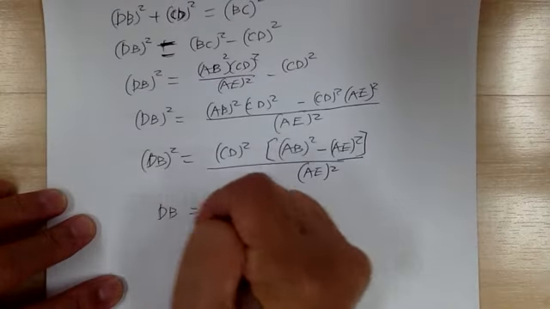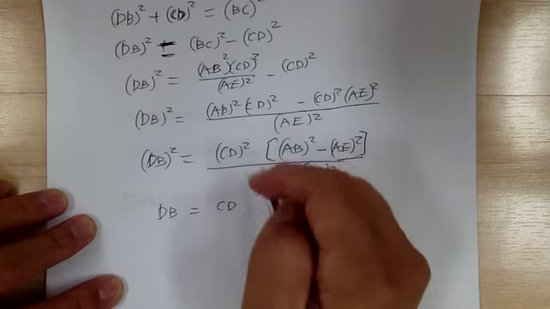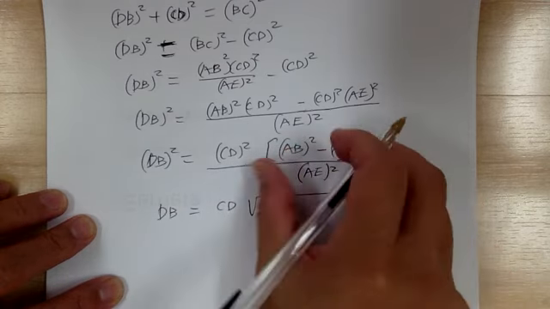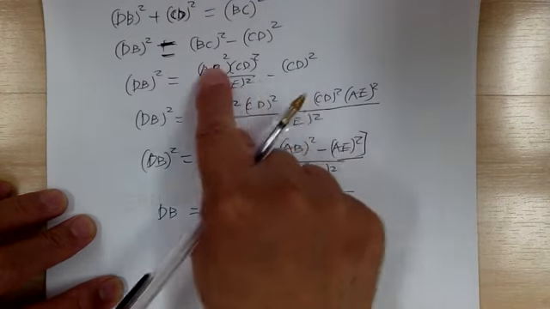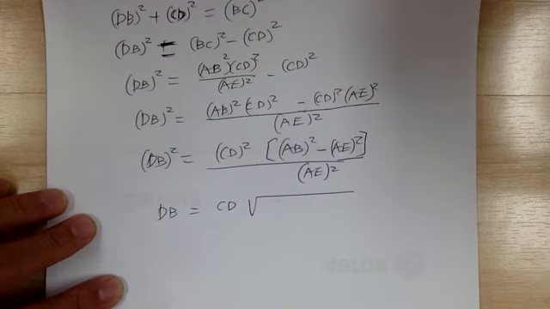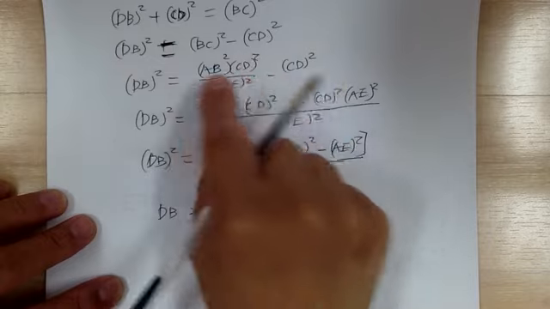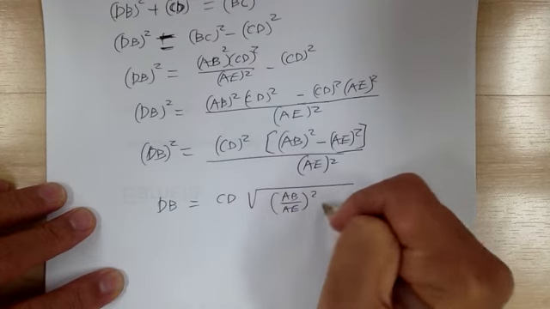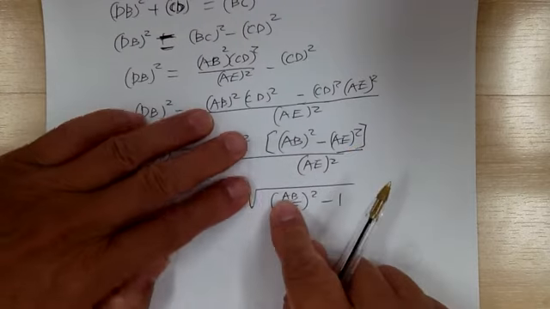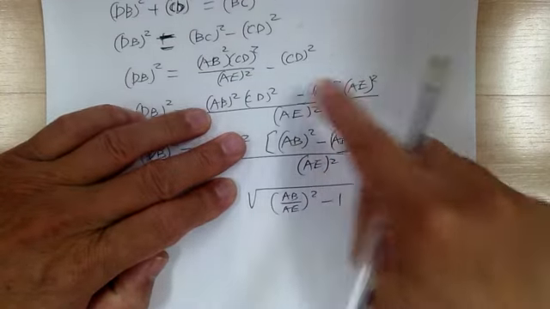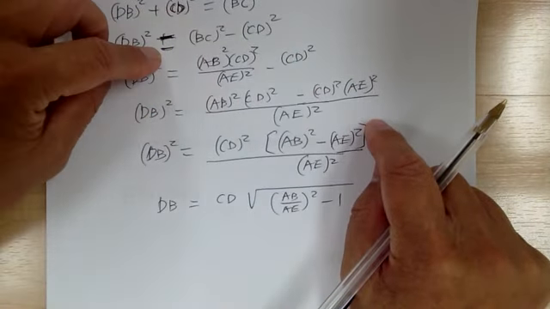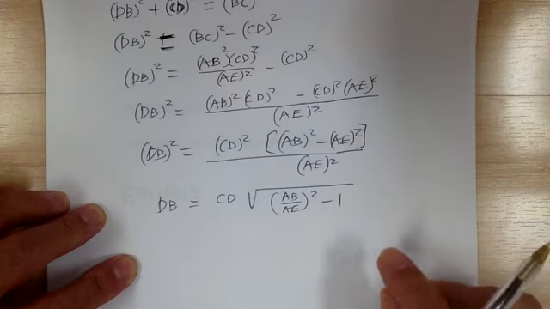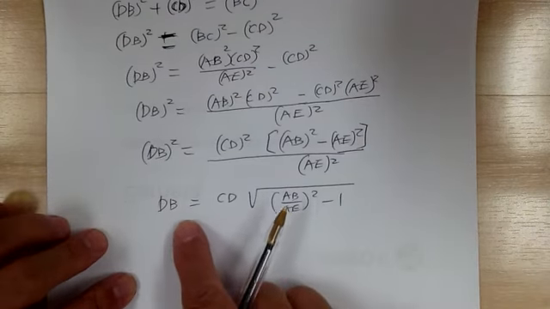So DB will equal, you take the square root, this can come out, so it'll be CD times the square root of that. Instead of doing all this, it's probably better to just factor out the CD and take the square root. So you're going to get AB over AE squared minus 1. You can take the square root, so this comes out. Okay, so just factor out the CD and take the square root, and you end up with that. So we found DB equal to that.